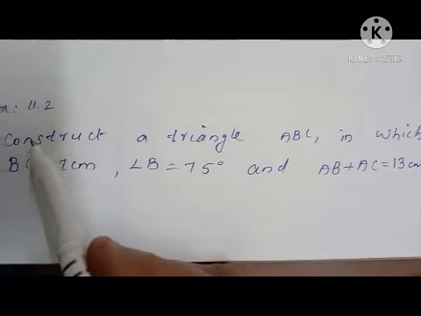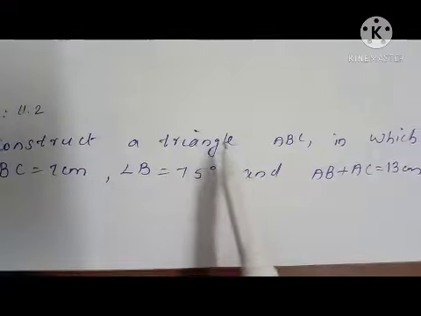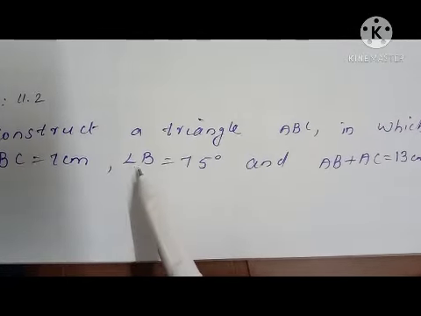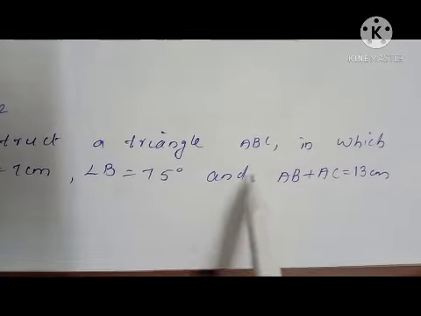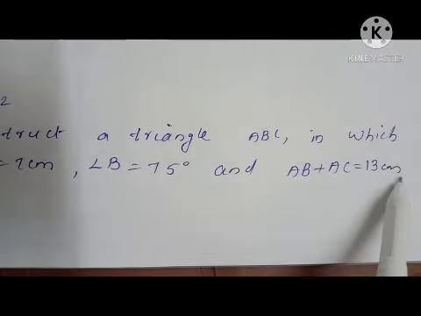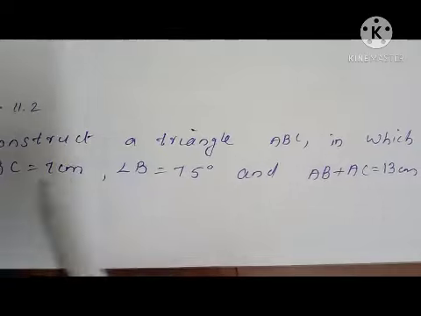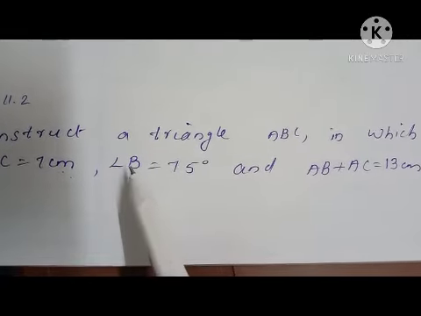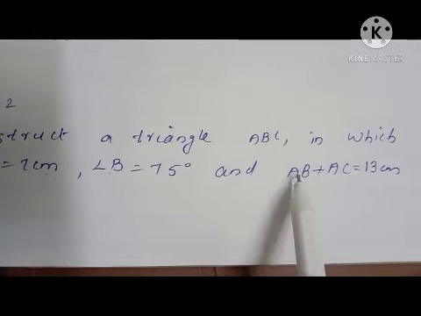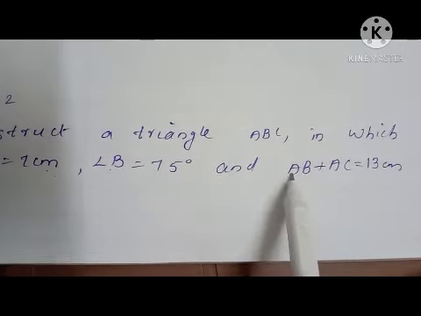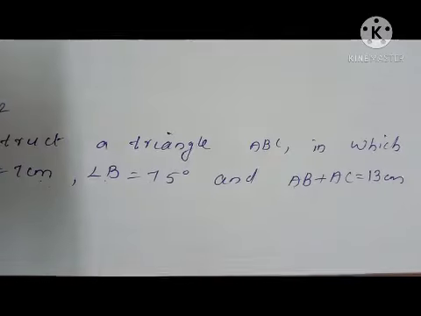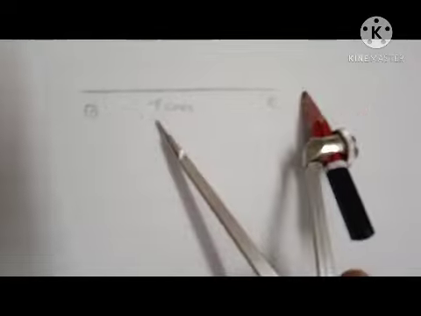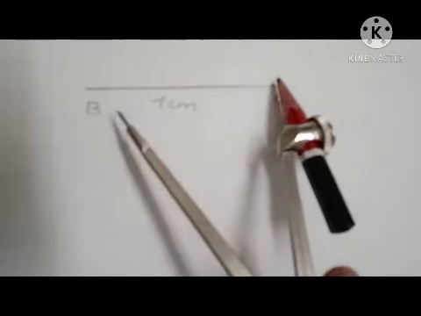Class 11.2, first question. Construct a triangle ABC in which BC is 7 cm, angle B is 75 degrees, and AB plus AC is 13 cm. The base is given as BC, 7 cm. One of the base angles is given as angle B, 75 degrees. The sum of the other two sides is given as AB plus AC equal to 13 cm. We have to draw the given base BC of 7 cm by using the ruler.